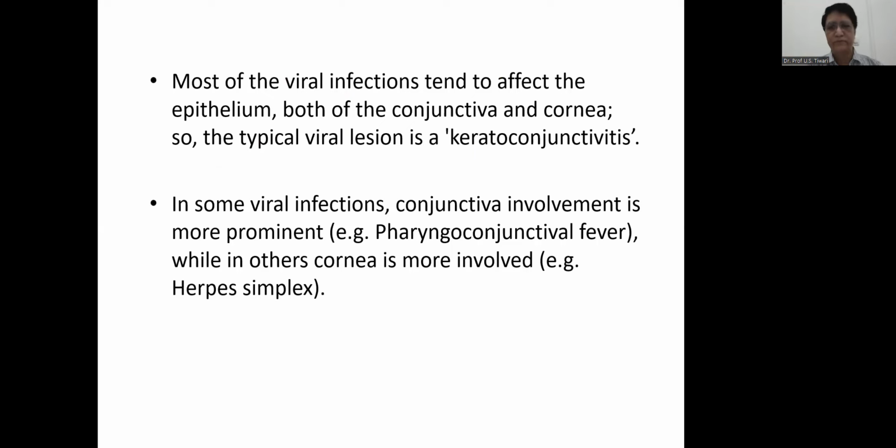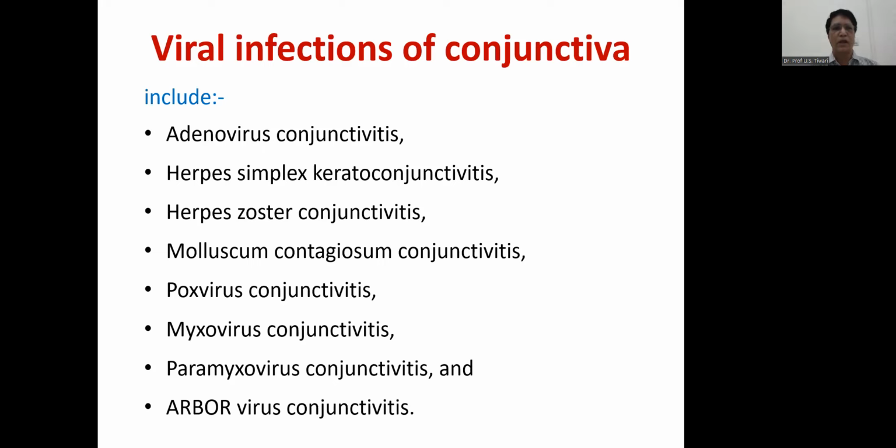In some viral infections, conjunctival involvement is more prominent, such as pharyngoconjunctival fever, whereas in others, the cornea is more involved, for example, herpes simplex. The viral infections of the conjunctiva include a number of diseases: adenoviral conjunctivitis, herpes simplex keratoconjunctivitis, herpes zoster conjunctivitis, molluscum contagiosum conjunctivitis, pox virus conjunctivitis, myxovirus conjunctivitis, paramyxovirus conjunctivitis, and arboviral conjunctivitis.